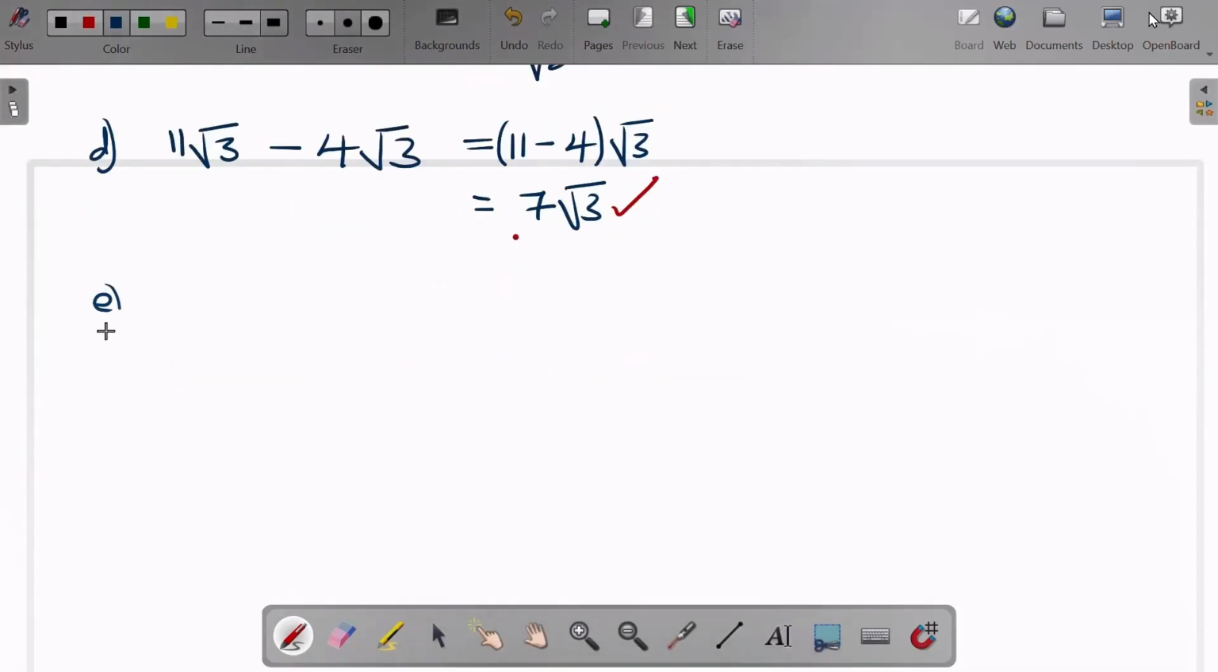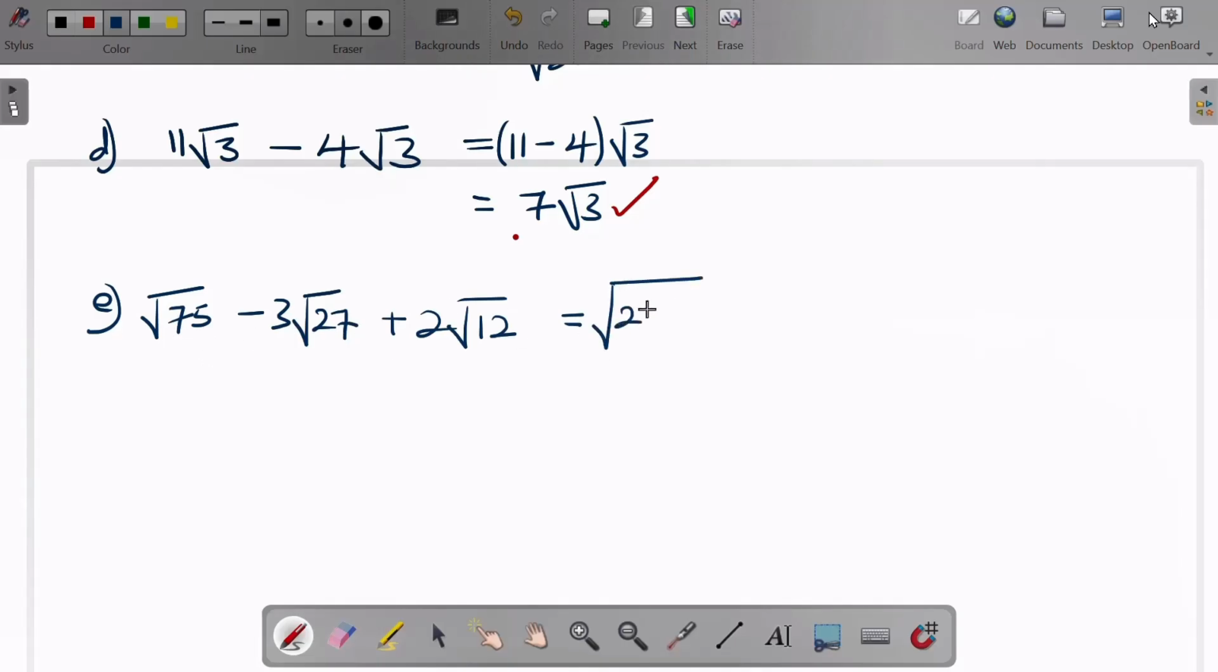We can have part E, which is the square root of 75 minus 3 square root of 27 plus 2 square root of 12. Before we make them like surds, we need to first split. We see that in 75 there is 25, which is a square number, and it is to be multiplied by 3. So the first one is the square root of 25 multiplied by 3. Why? Because when you multiply 25 by 3, we get back 75. Minus 3 square root, this 27 is the same as 9 multiplied by 3, then plus 2 square root, this 12 is the same as 4 multiplied by 3.